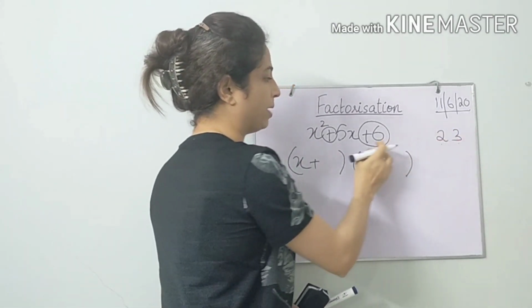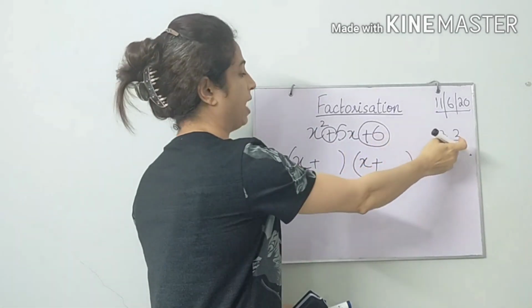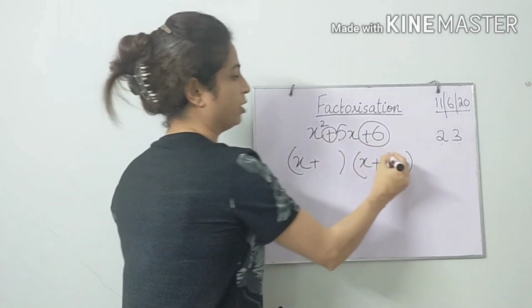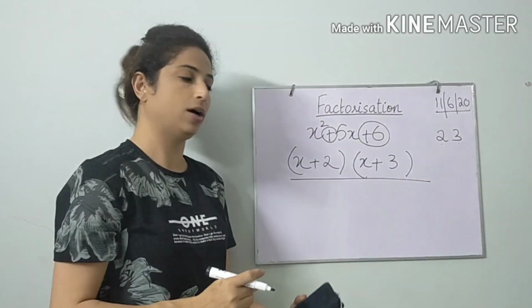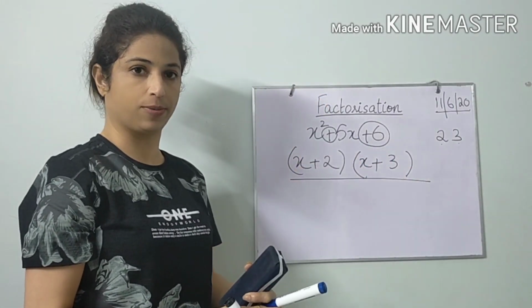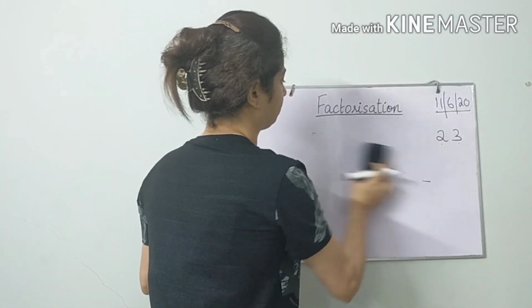2 and 3 when multiplied by each other give us a 6. And when we add them together, it gives us a 5. So we'll just write 3 here and 2 here, and here we have our factors for this expression. Easy, isn't it? Let's do one more example.